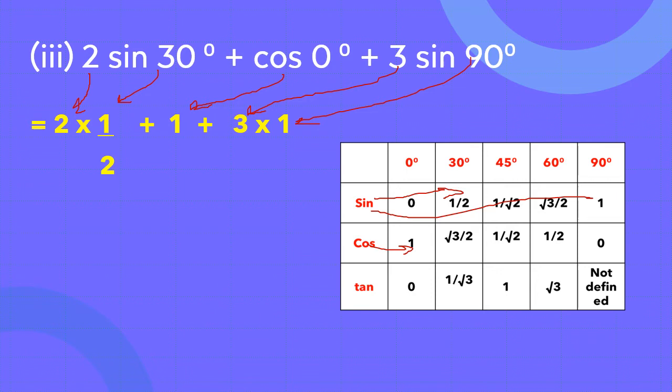Now if you look here, first one is this 2 into 1 by 2. This 2 and 2 will get cancelled and you'll get only 1. This 1 will remain as it is and 3 ones will become 3. So in the next step, since 2 gets cancelled, what remains is 1, this another 1 and 3 ones is 3. So that gives me the answer as 5. That's it.